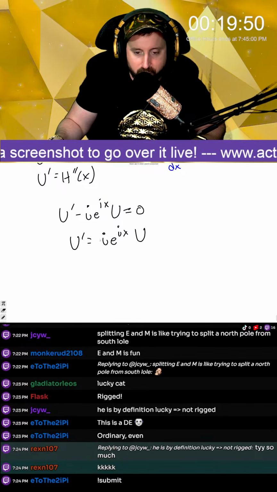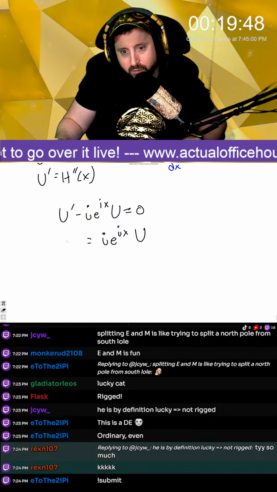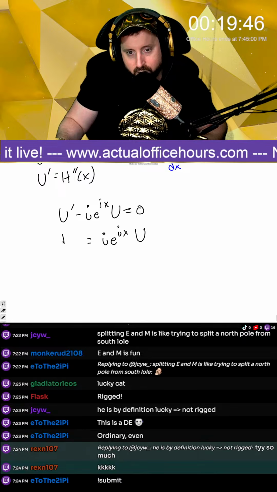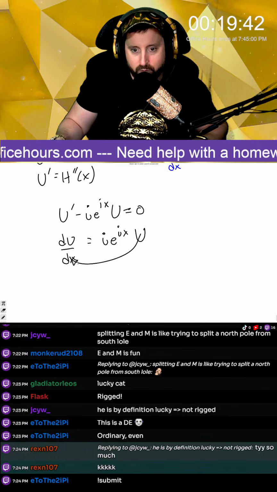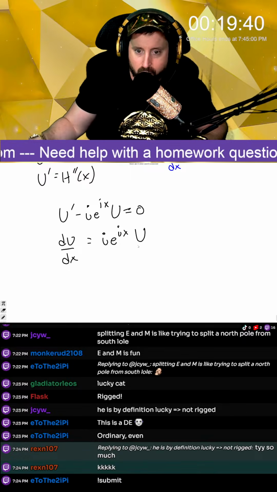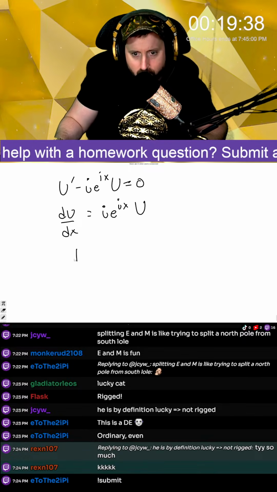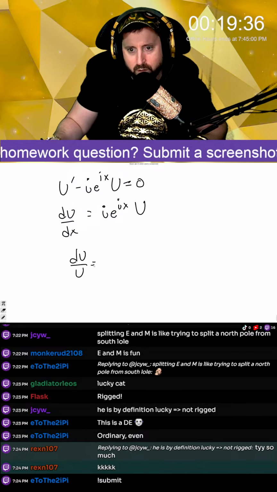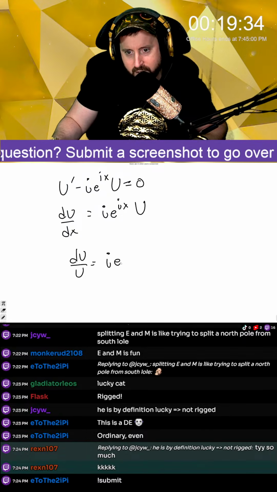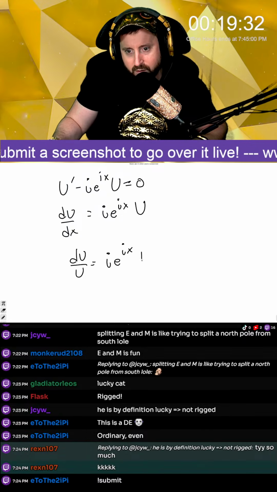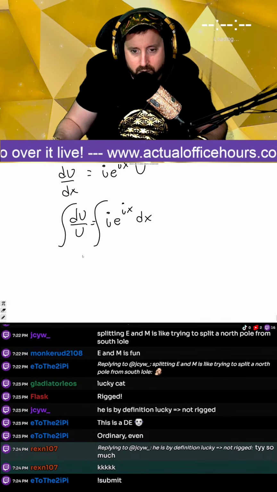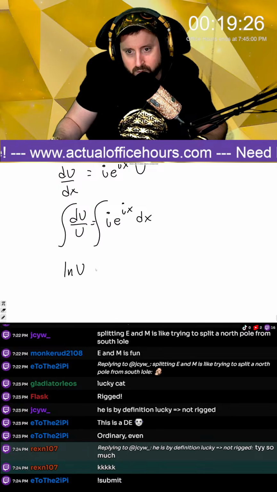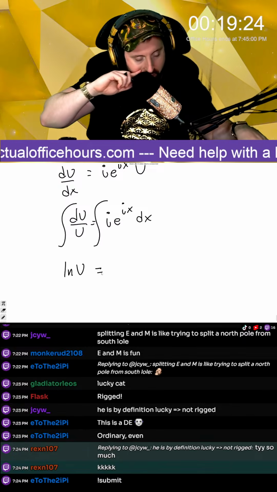But now this is separable though, right? Yeah, this is separable. Okay. So this is du dx is equal to that u. Move this over. So I get du over u is equal to i e to the ix dx. I'm going to integrate. That's going to give me ln of u. And this is where things get hard.